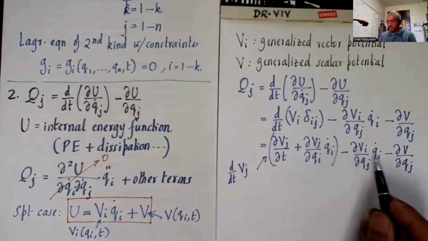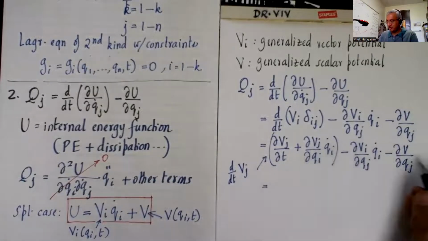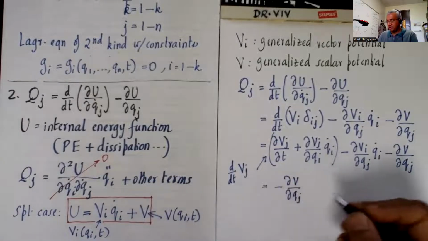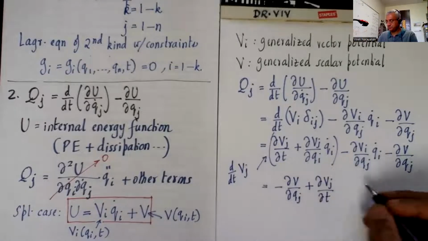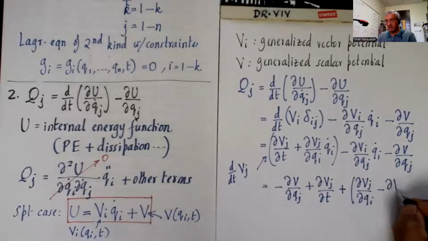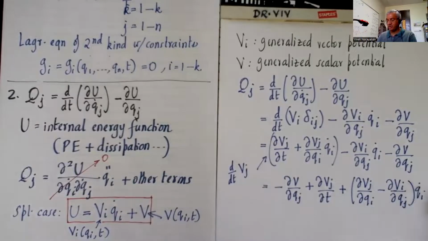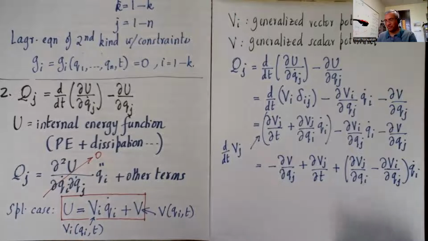You'll notice there's a very curious looking term. So let's assemble these. I'll bring this term up front, negative del V over del Qj, and then the time dependent part, del Vj over del t. And then we're going to get a term that has the following structure, del Vj by del Qi minus del Vi by del Qj, multiplied by Qi dot, because Qi dot is common to both terms. So we have reduced the generalized force to that.